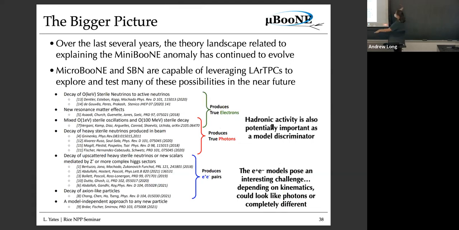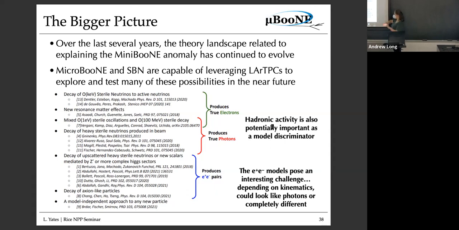This is a totally non-exhaustive list of theories on the market to explain the MiniBooNE excess that are not necessarily things that would be picked up by the current generation of MicroBooNE analyses. But these are things we're planning to probe further in the future. I'll make two notes. One is that these models come with varying degrees of hadronic activity. That is something that MiniBooNE could not see, and we can on LArTPC. So we're really looking forward to looking at showers with hadronic activity and showers without hadronic activity to help us distinguish between some of these models.